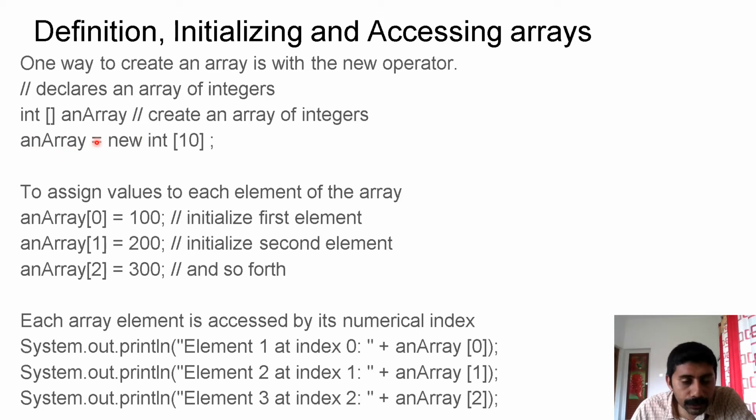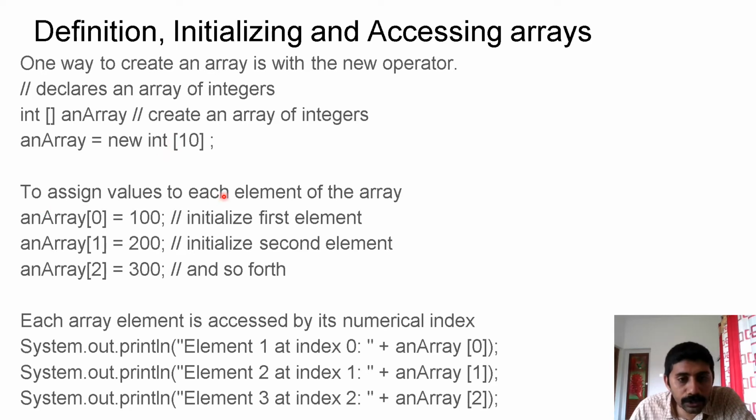An array equal to new. I am creating the object. The array elements will be of type integer. How many positions? I am creating an array with 10 elements. Okay, this is the array creation. This particular statement will create an array to store 10 integer values.